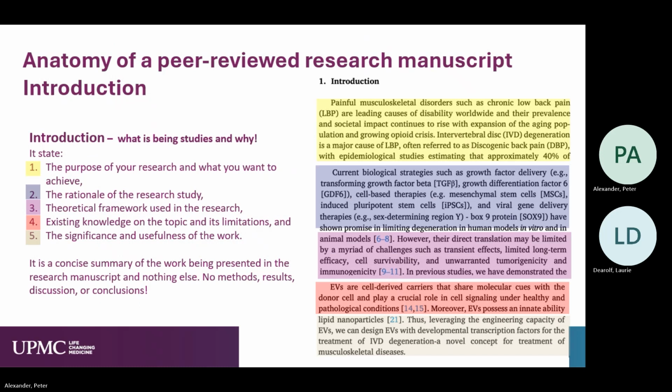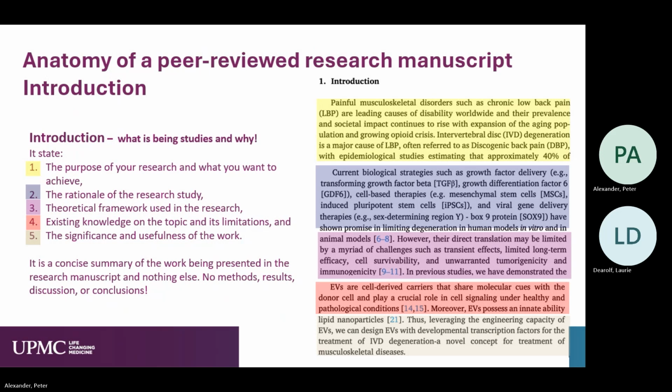So then, the introduction: what is it? I think the purpose of the introduction is to say what's being studied and why. You want to describe what you want to achieve and the rationale for why you're doing the study at all. There may be some theoretical framework you want to discuss to understand why you're doing the study the way you're doing it and why it might be important. Present existing knowledge or recent developments in that field that put this research in some context, okay? And then describe the significance and usefulness of this work.